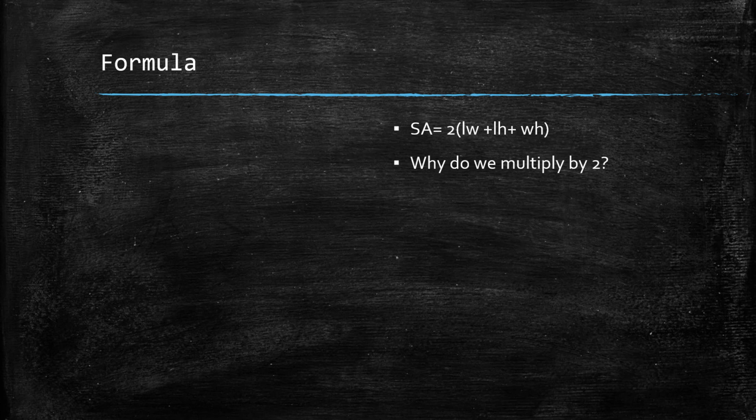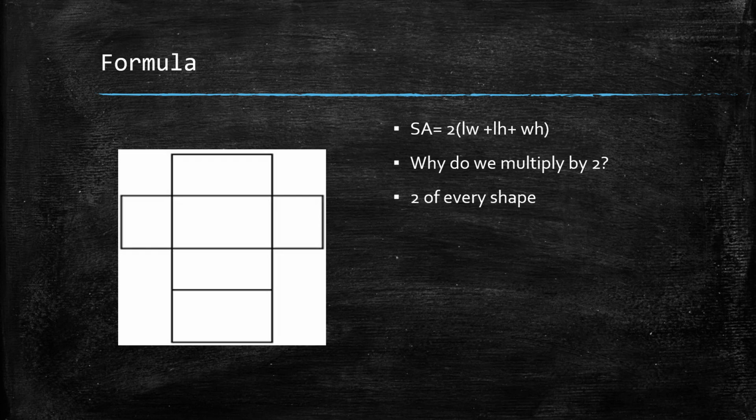So looking at your formula, you have the surface area equals 2 times a parentheses, and inside your parentheses you have your length times your width, you have your length times your height, and then you have your width times your height. So in short, you're taking each measurement, multiplying it by the other measurement, and then adding it. And we are multiplying by 2. It's because you have 2 of every shape.